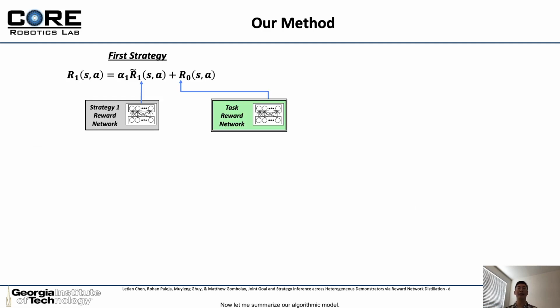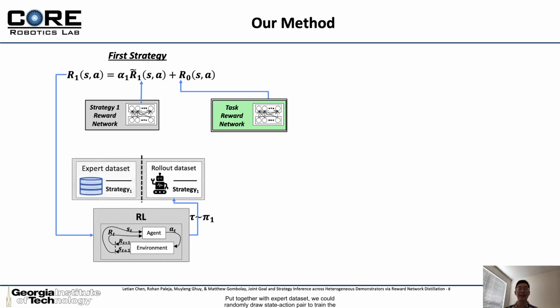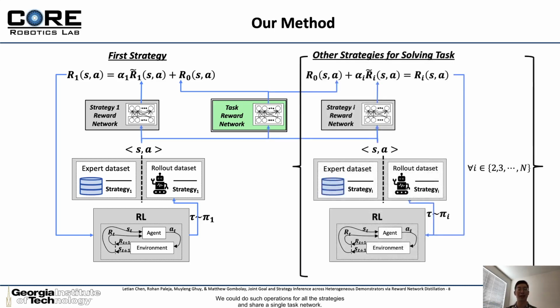Let me summarize our algorithmic model. We first have a reward function that is parameterized by a task network and a strategy network. We could train RL on such a reward, get a policy, and collect a rollout dataset. Put together with an expert dataset, we could randomly draw a state-action pair to train a discriminator, which in ARL is also the reward function. We could do such operations for all the strategies and share a single task network.